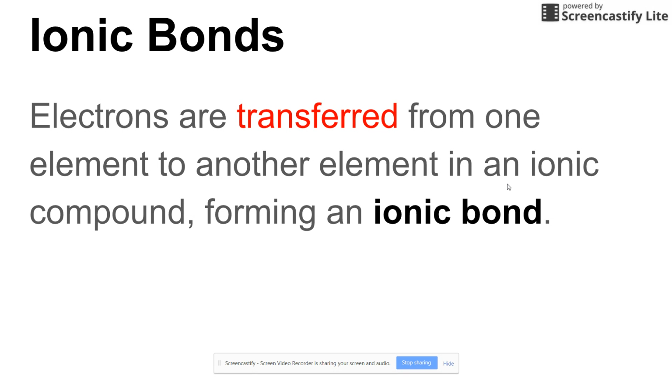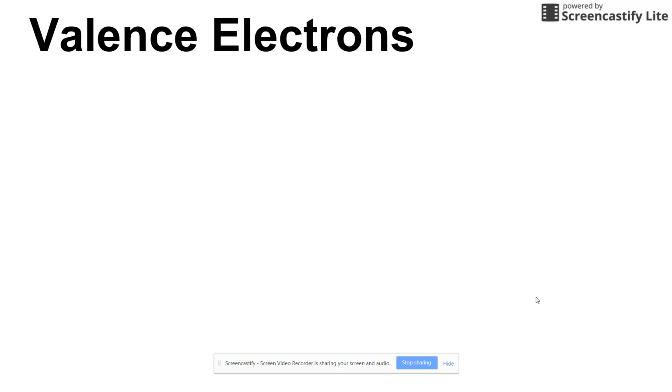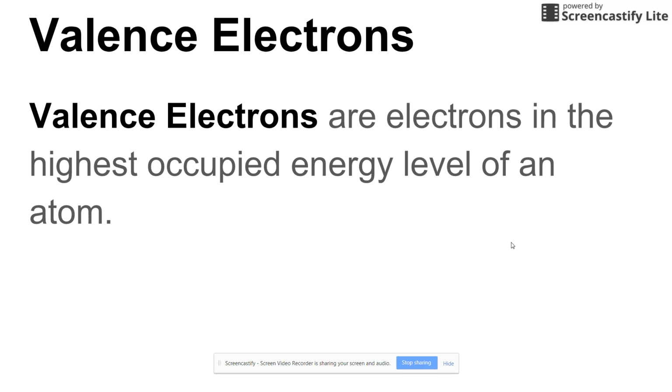And what ends up happening is they form an ionic compound. The thing about ionic compounds is that the net charge overall is zero. All right, so to understand ionic bonds, you have to understand valence electrons. Valence electrons are electrons in the highest occupied energy level of an atom. They're the ones that are the furthest away from the nucleus, the outermost electrons. And that's where the chemistry is going to happen.